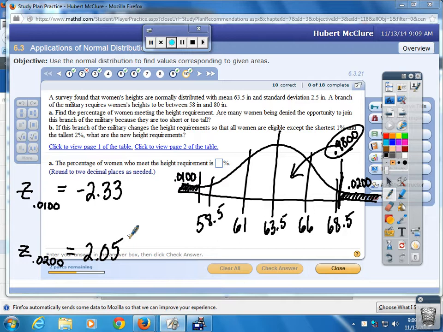Okay, so we're done, right? Nope. They're asking for what? They want to know the height. So what are we going to use? Sigma Z plus mu. So use Sigma Z plus mu now.